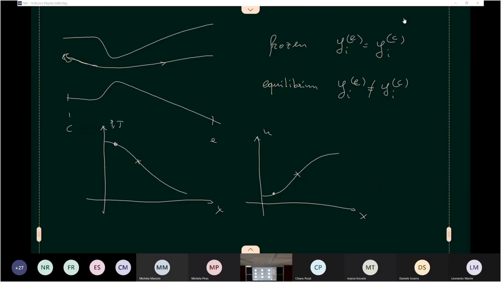So let's assume that we know how much time we need to reach the equilibrium. I have to compare the time needed to reach the equilibrium with the residence time, at that temperature and pressure, of the fluid particle. So we could compare.